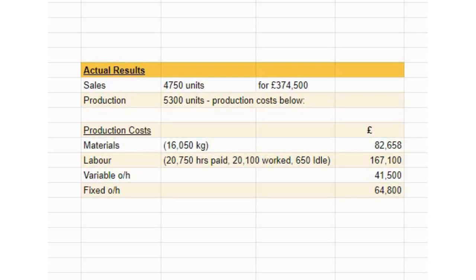£82,658. With labour, they paid for 20,750 hours of labour. Actual worked hours were 20,100, leaving 650 hours idle time, and that cost £167,100. The variable overheads came in at 41,500, and the fixed overheads came in at 64,800.